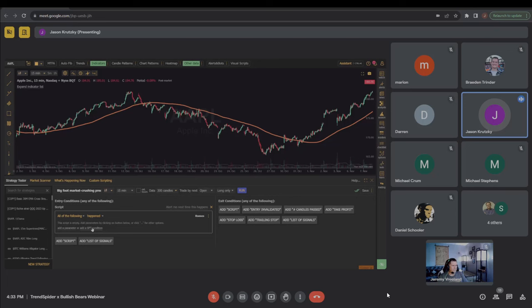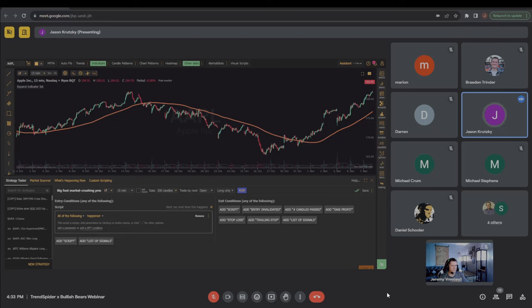So I come over here to my entry conditions. The strategy tester has two sides, your entry and your exit. I come to my entry and I can script this one of two ways. I can script it manually or I can utilize GPT. So I'm utilizing AI to build the conditions. There's a couple places on the platform where you can now start using AI to do things around the platform.